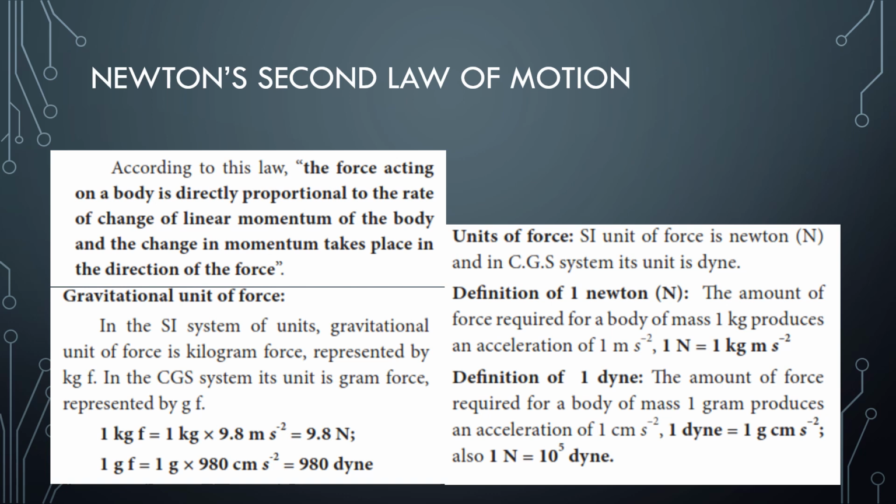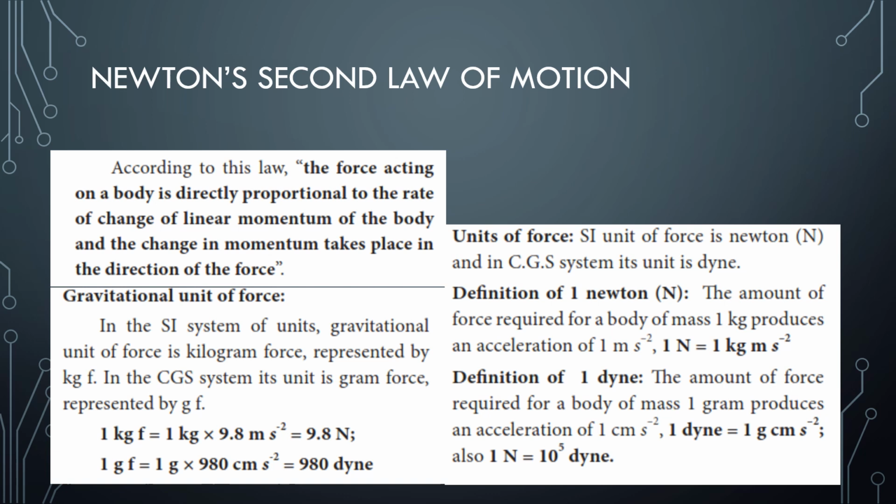The SI unit of force is Newton, and in the CGS system its unit is dyne. Definition of 1 Newton: the amount of force required for a body of mass 1 kilogram to produce an acceleration of 1 meter per second squared. 1 Newton is equal to 1 kilogram meter per second squared.